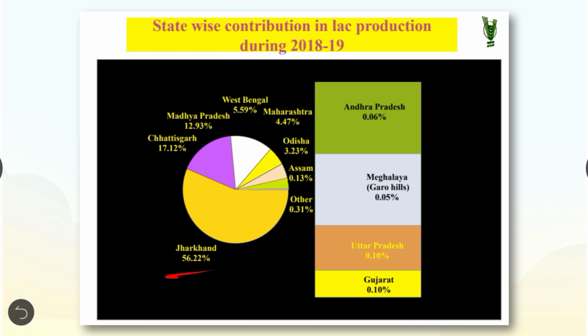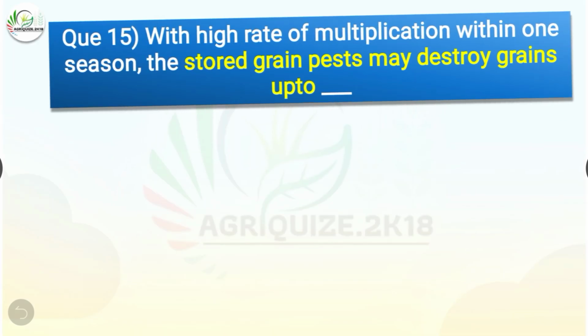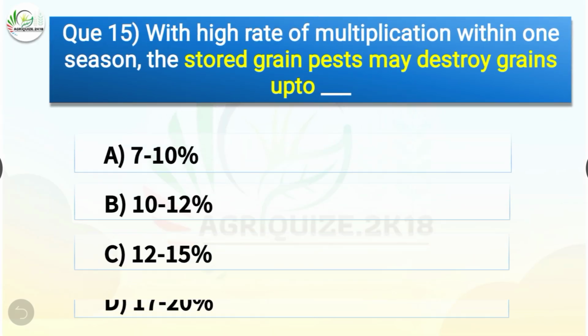Question number 15. With high rate of multiplication within one season, the stored grain pest may destroy grains up to. The options are 7 to 10%, 10 to 12%, 12 to 15%, 17 to 20%. The correct answer is option A, 7 to 10%.